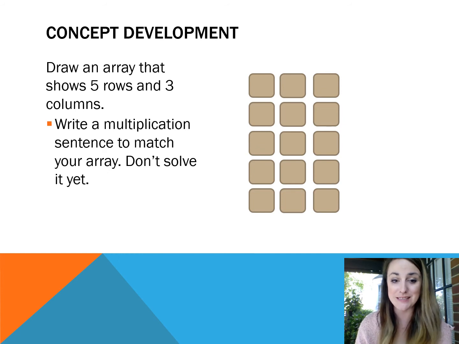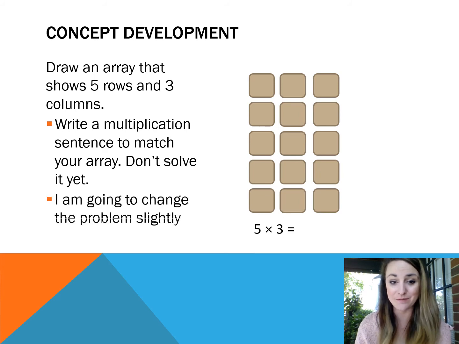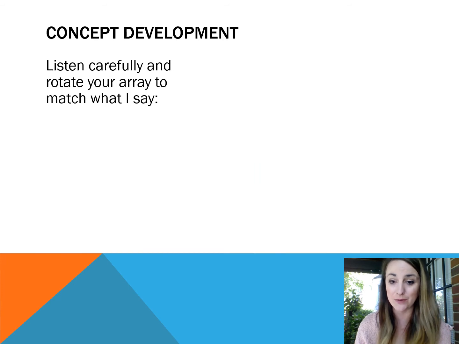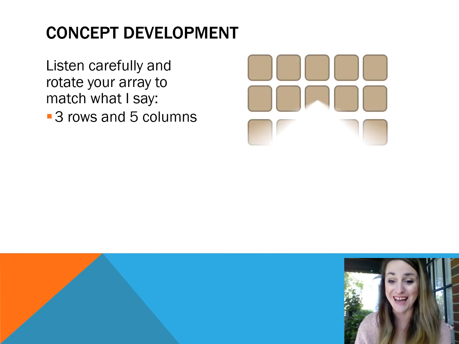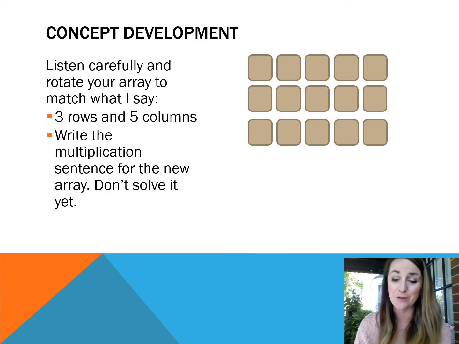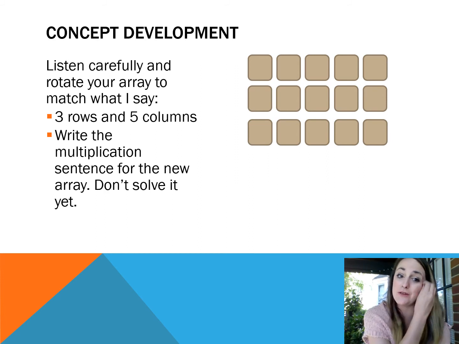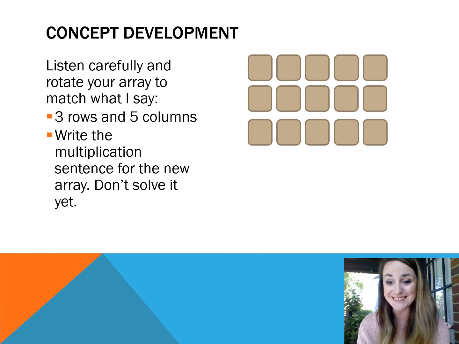Next, let's draw an array that shows 5 rows of 3. Write a multiplication sentence to match your array, but don't solve it yet. 5 times 3. I'm going to change the problem slightly. Listen carefully and rotate your array to match what I say. 3 rows and 5 columns. Now, you see my picture. Write a multiplication sentence for the new array. Don't solve it yet. 3 times 5.